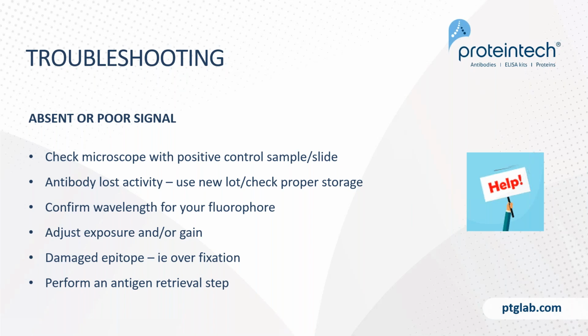One other important thing is to confirm the wavelength of your fluorophore to make sure that you are having the correct excitation emission with your microscope. Something that might be different as well, especially if you're looking at a target which is either really high or low in abundance, is to adjust your exposure or gain. If you have a really low abundant protein, then you'll need to increase your exposure and gain in order to be able to visualize this. The epitope that you're targeting might also have been damaged, potentially through the fixation process, or you might need to perform an antigen retrieval step in order to then visualize it.